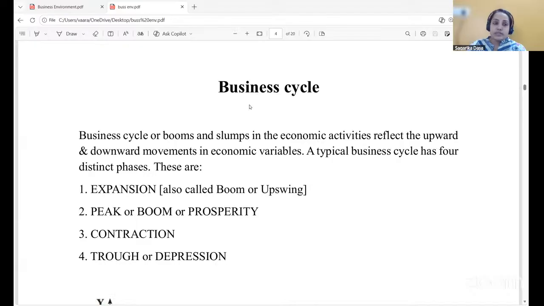Business cycles, or booms and slumps in economic activities, reflect the upward and downward movements in economic variables. The typical business cycle has four distinct phases: expansion, also called boom or upswing; peak or prosperity; contraction; and trough or depression. So these are the four phases which you can see in a business.